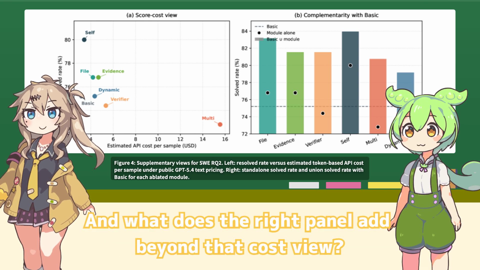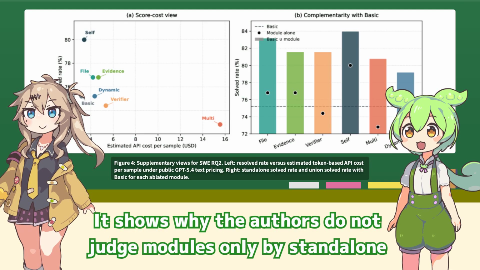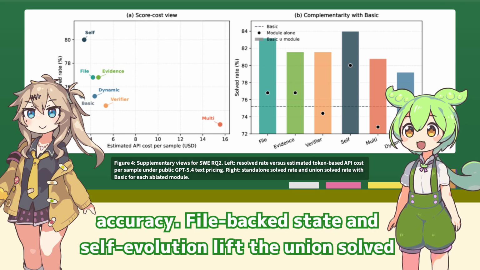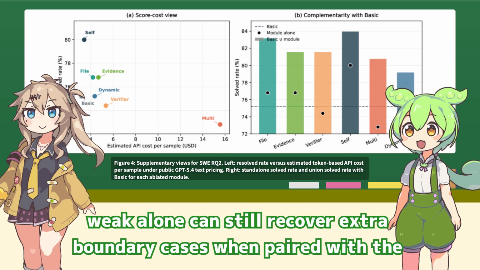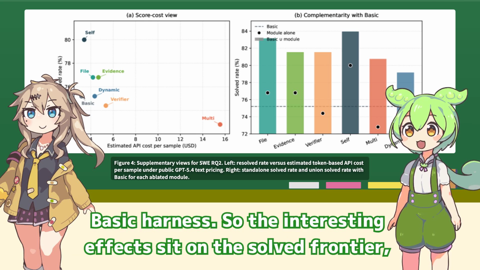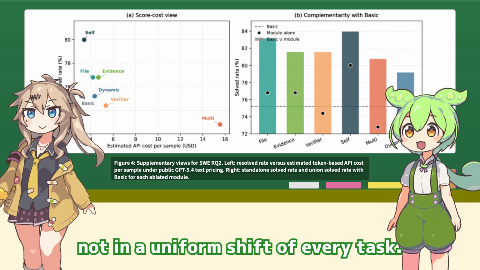And what does the right panel add beyond that cost view? It shows why the authors do not judge modules only by standalone accuracy. File-backed state and self-evolution lift the union solve set with basic to roughly 84 to 85%. And even modules that look weak alone can still recover extra boundary cases when paired with the basic harness. So the interesting effects sit on the solved frontier, not in a uniform shift of every task.